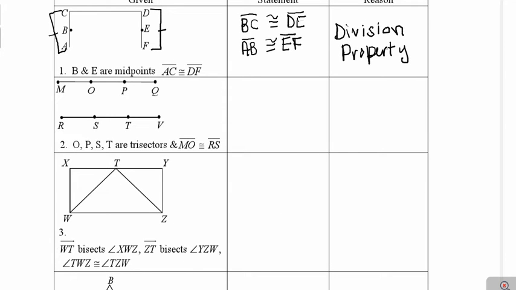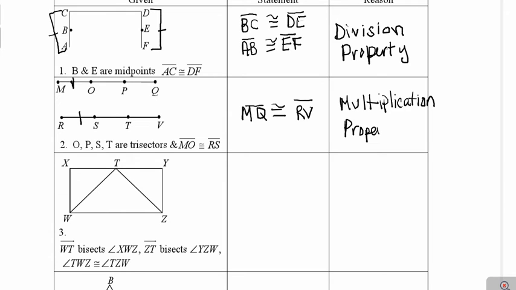Our next example, we have that points P, S, and T are trisectors. So this is a double use of the word trisects, and we are also given that segment MO is congruent to segment RS. Now we cannot make those segments any smaller, we can only make them larger, so we can say that the entire segment MQ is congruent to the other segment RV. Now since we made those segments larger, we used the multiplication property. So this is an example of both the division property of segments and the multiplication property of segments.